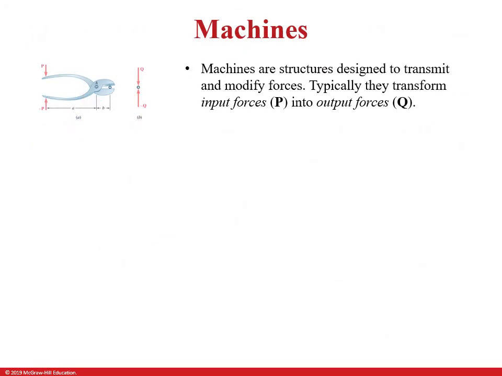And before I do an example of frames, I'm just going to throw this one slide in for machines. A machine is basically, you can do the same type of analysis as a frame, except now you're looking at transmission of forces. You have input forces, like for example, this wire cutter, right? You've got input forces on the handle, you've got output forces on the wire.